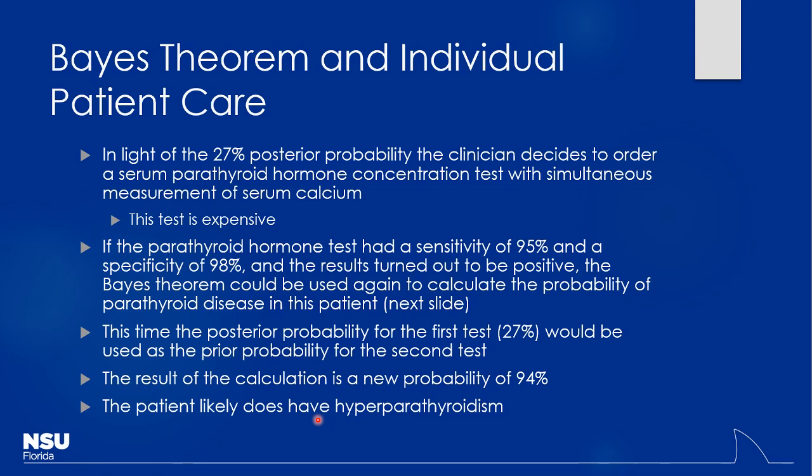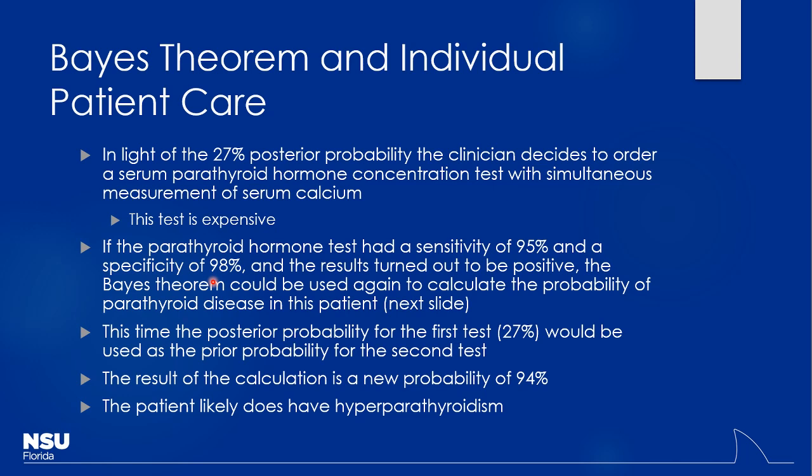I can then use that 27% as my new prior probability and put that into a new Bayes' theorem by using a different lab test. So now let's say I have the positive screening with calcium. Now maybe I want to go ahead and do a parathyroid hormone level. Again, it's more expensive, so we wouldn't want to do it for every patient. But now that I have that high calcium, my index of suspicion is raised. I say, okay, let's go ahead and do the PTH level. We'll find that that test has a 95% sensitivity and a specificity of 98%.